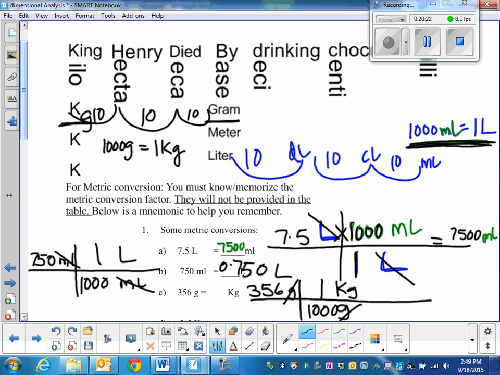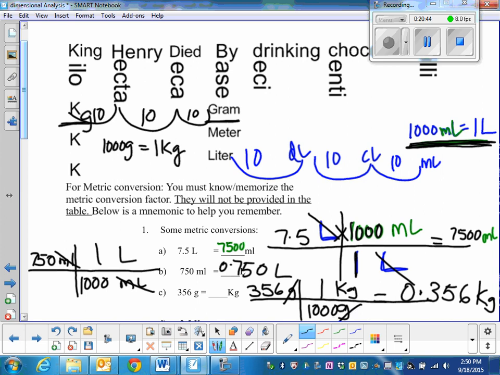And that answer will be equal to 0.356. What is my unit, David? Kilograms. Do you understand this process? Do you understand what this is? Do you think you will be able to do such problems?